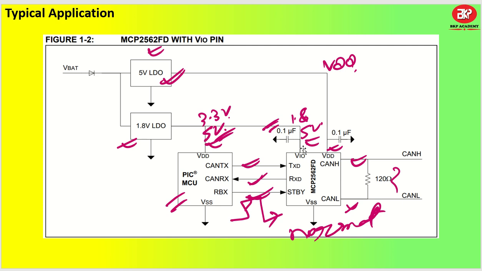it works. So basically this VIO will be taking from 1.8 volt to 5.5 volt. So any of the levels which is required for your particular microcontroller, that particular IO voltage you can supply to the transceiver IC. That's the meaning.